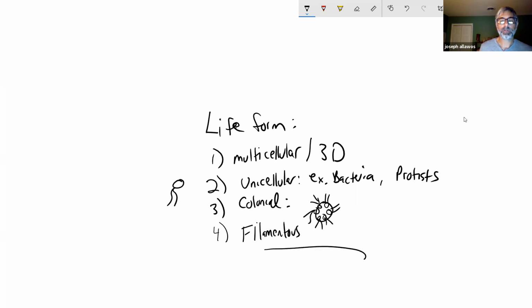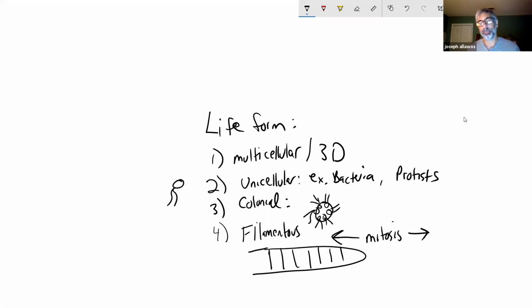Filamentous organisms can have many cells. But here's the crazy thing. When cell division occurs, mitosis, and they make more cells, it can only happen in a single plane. So if filamentous is your life form, you can only get longer. You can't get any taller or thicker. You could imagine that must be a little frustrating for these organisms. So we'll stop there with life forms. There's one other one called phallic, but we're not going to worry about it.